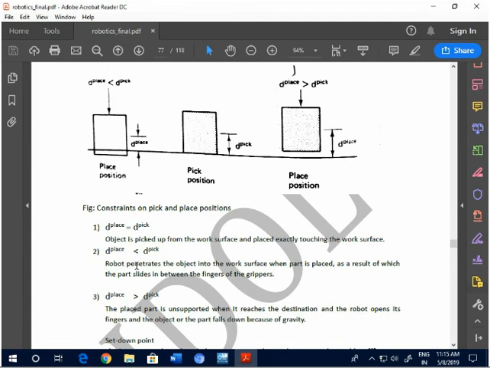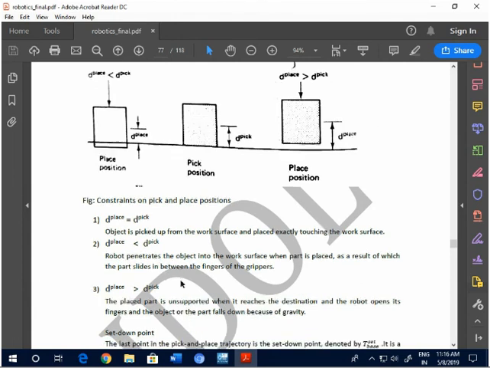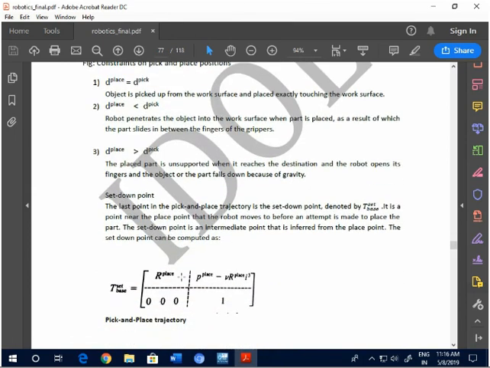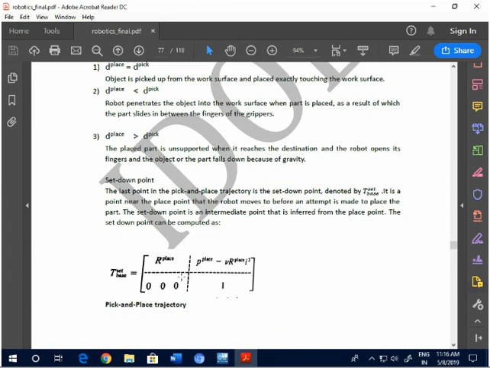The object is picked up from the work surface and placed touching the work surface. If d place is less than d pick, the robot releases the part between the two fingers and the object or part falls down because of gravity. Now we'll see what is the importance of the set down point.